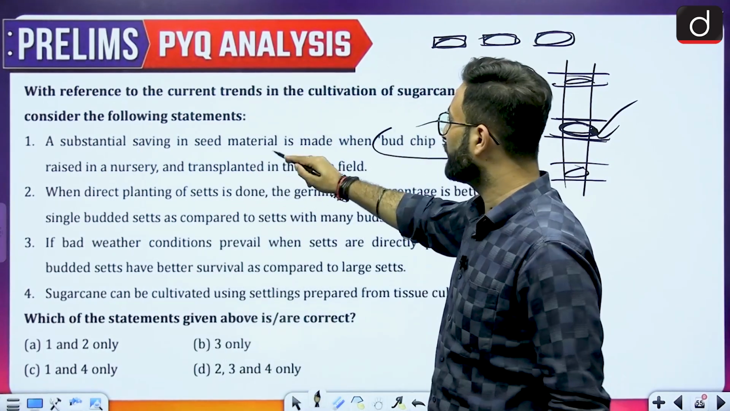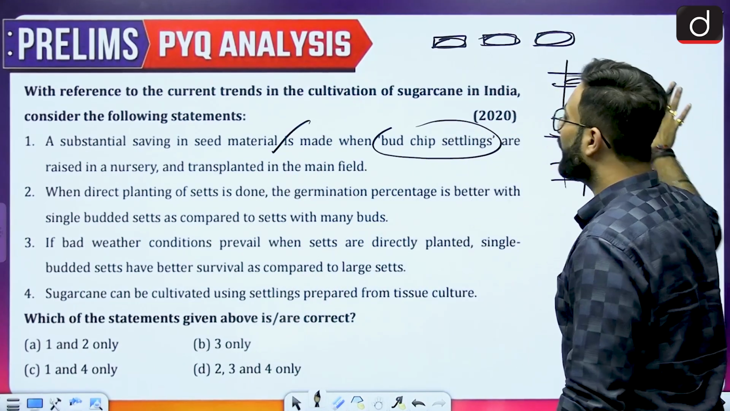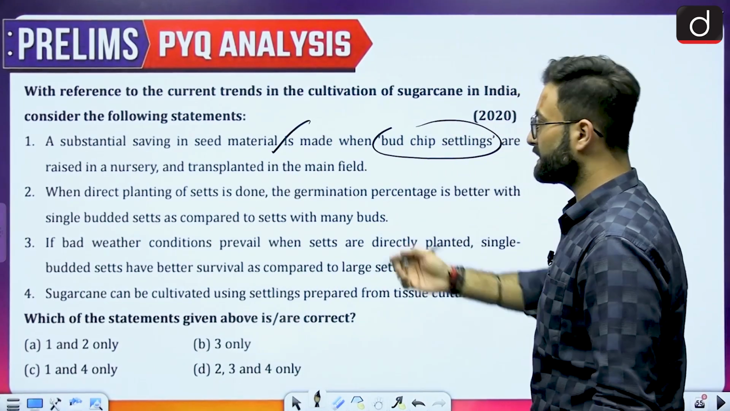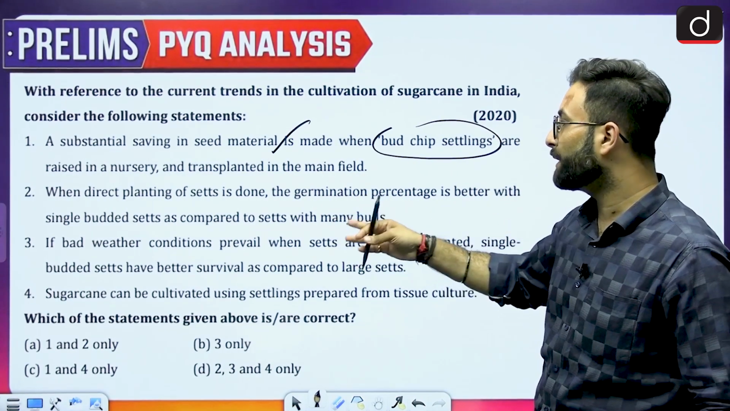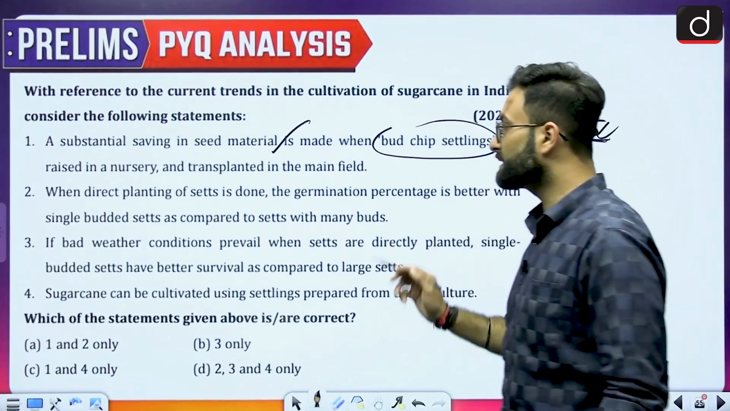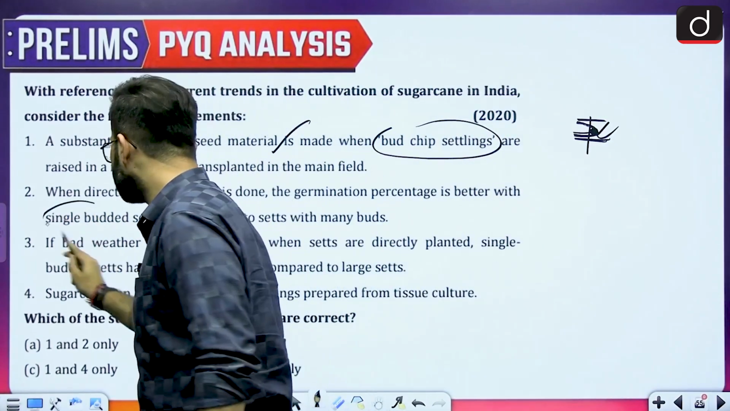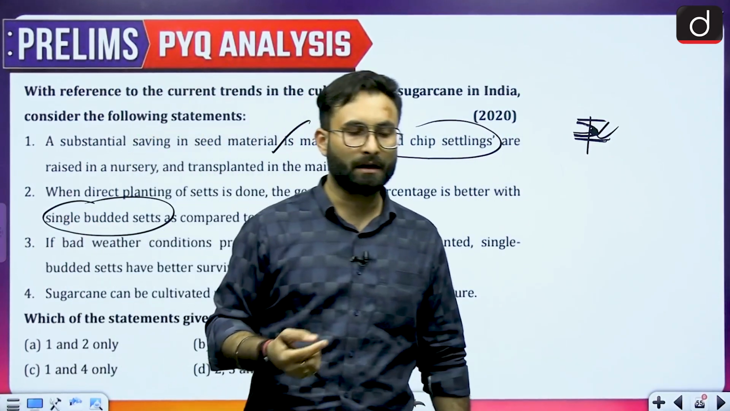Okay, so that statement 1 is correct. Coming to the next one, when direct planting of the sets is done, the germination percentage is better with the single bud set as compared to the sets with many buds. Now what they are saying is that if there is a single budded set, their germination probability is high.